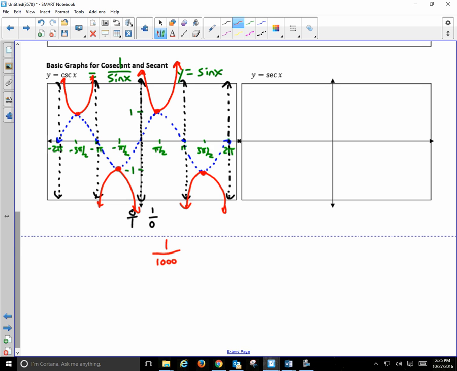Instead of graphing secant, what do you think I graph? What's the reciprocal of secant? Cosine of x. What is the maximum value? Minimum value? What's the period?